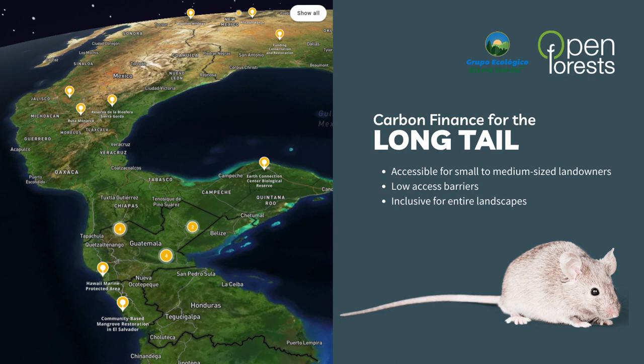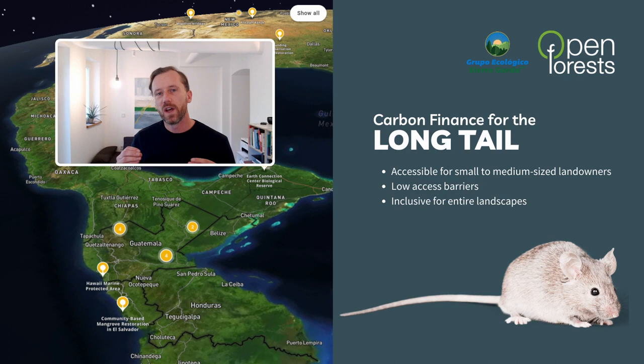There are a lot of carbon standards, certificates, and protocols in place. We need a new standard because we need a protocol that is locally adapted to the local conditions. So we call it carbon finance for the long tail because it's not built for the big project developers. It's not built for an international audience. It's built to support the local communities and the local stakeholders.